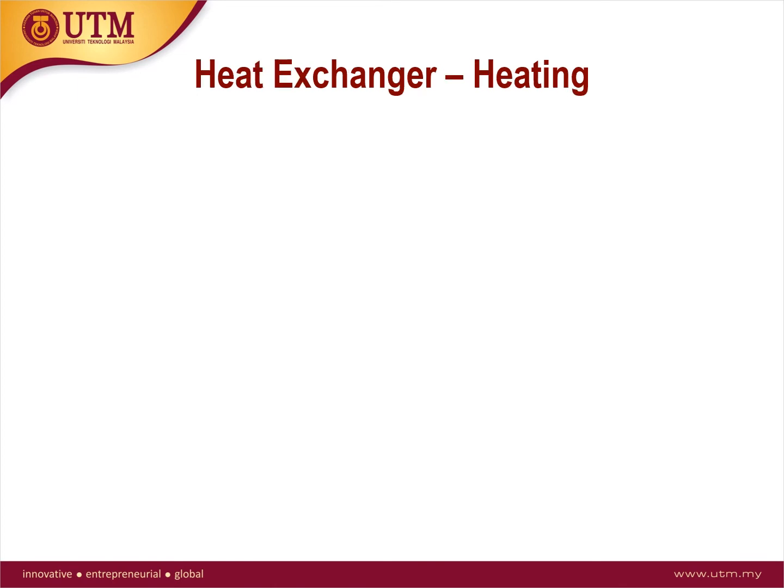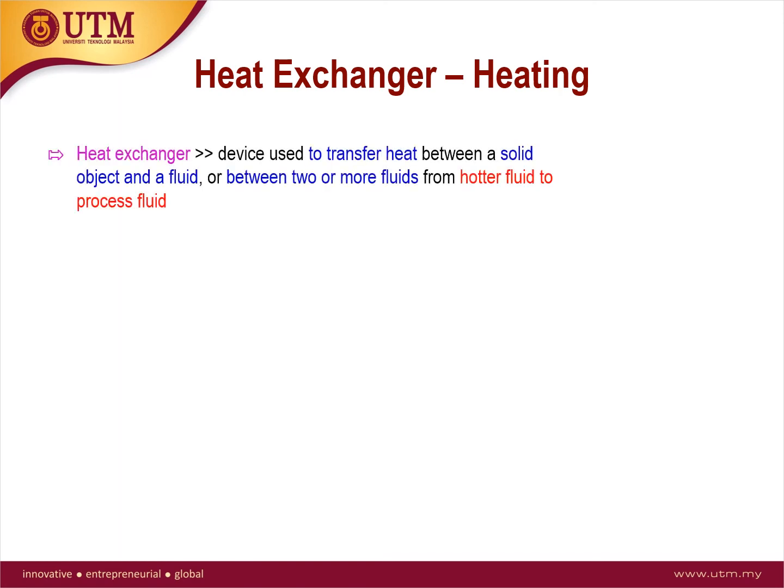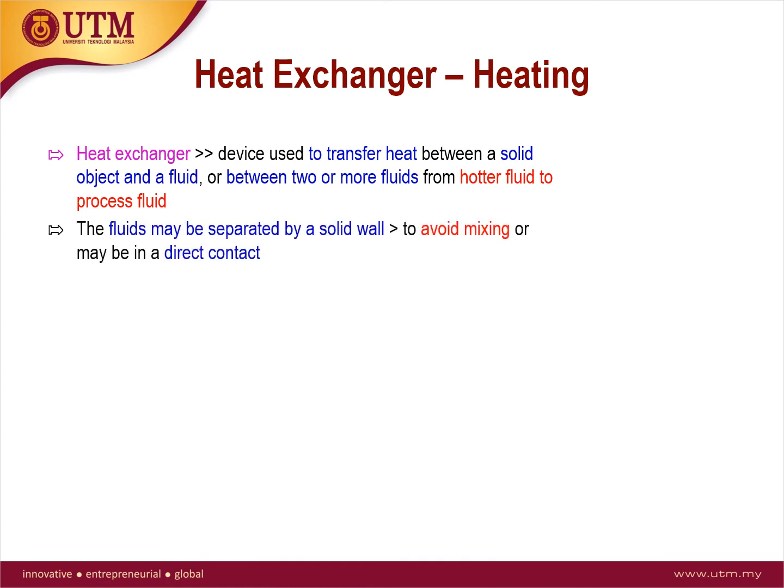Now we come to the last important unit operation, which is the heat exchanger. A heat exchanger is a system used to transfer heat between two or more fluids. Heat exchangers are used in both cooling and heating processes. The fluids may be separated by a solid wall to prevent mixing, or they may be in direct contact. Heat exchangers are widely used in space heating, refrigeration, air conditioning, power stations, chemical plants, petrochemical plants, petroleum refineries, natural gas processing, and sewage treatment.